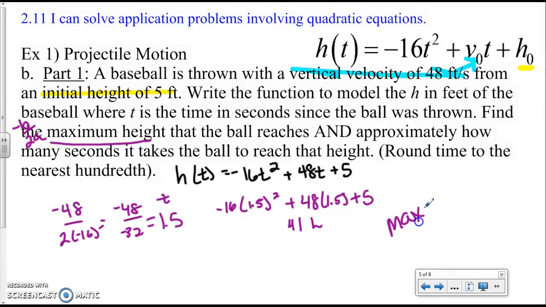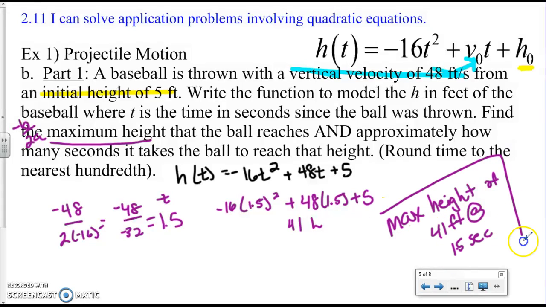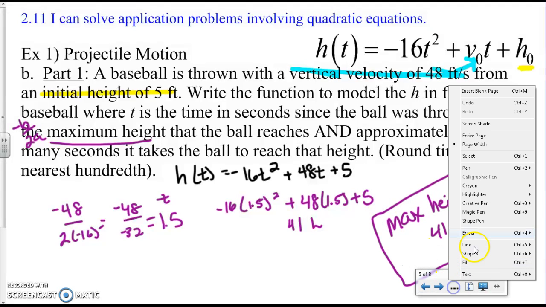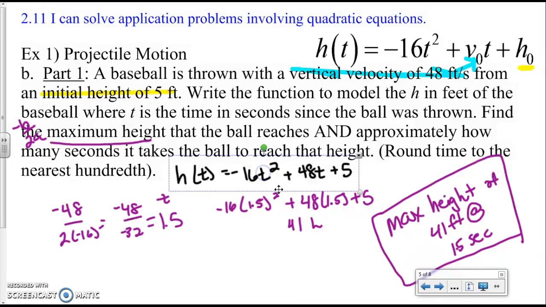So the maximum height of 41 feet happens at 1.5 seconds. And that is your final answer. I'm actually going to take this equation with me because we're going to use it. So I'm going to copy that.